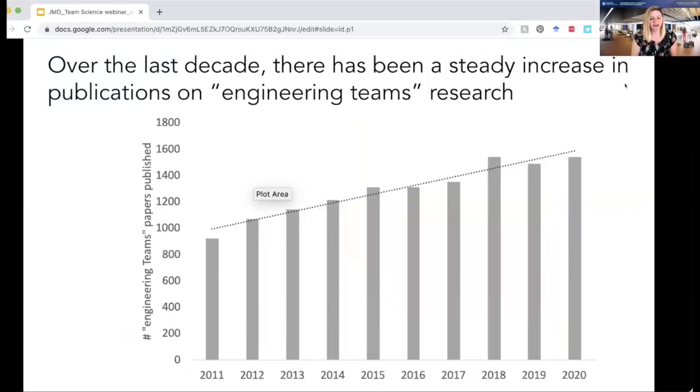So why are we talking about team science today? Well, over the last decade, there's been a steady increase in publications on engineering teams research. This is something I put together quickly through the Google Scholar database, just searching for the term engineering teams. And you can see that we have been having a steady increase. And as an editor, I see a lot of the teams papers coming into the Journal of Mechanical Design. I'll talk about that specific data too.